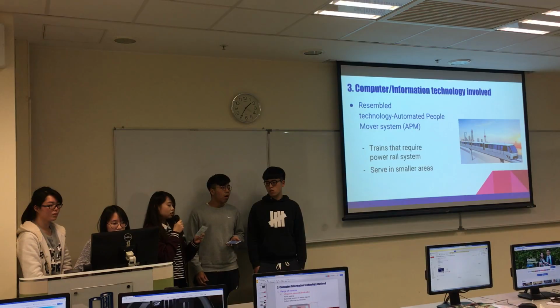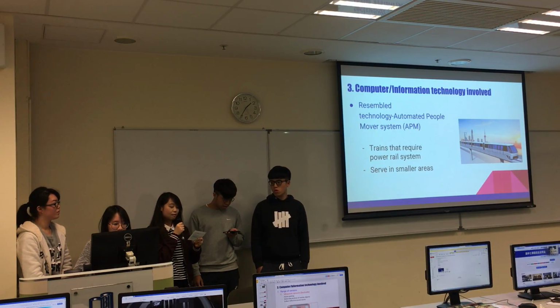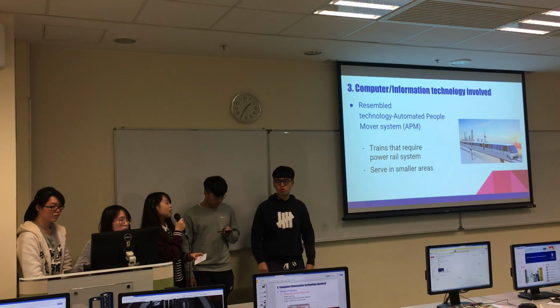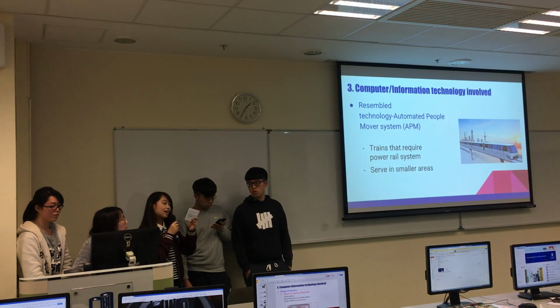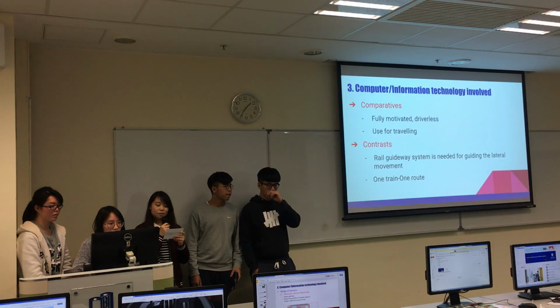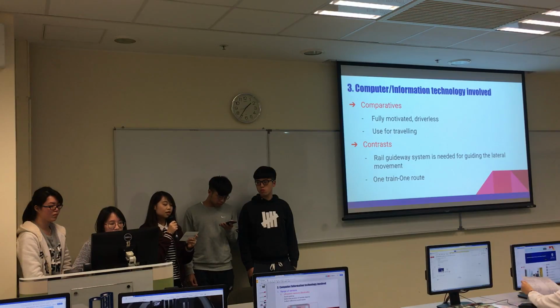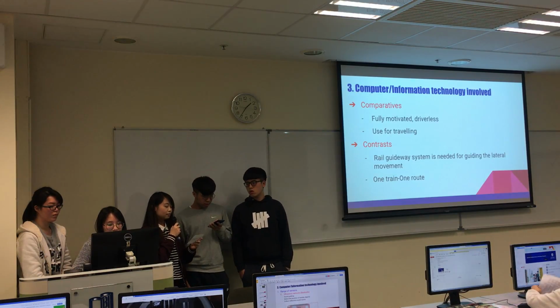Another similar technology is the Automated People Mover System, abbreviated as APM. It refers to trains that use a power rail system to stop in smaller areas. For example, those in the Hong Kong International Airport and the newly constructed South Island Line. In terms of comparison, APM vehicles are fully motorized and driverless, which is similar to the self-driving car, and it also serves the purpose of travelling.